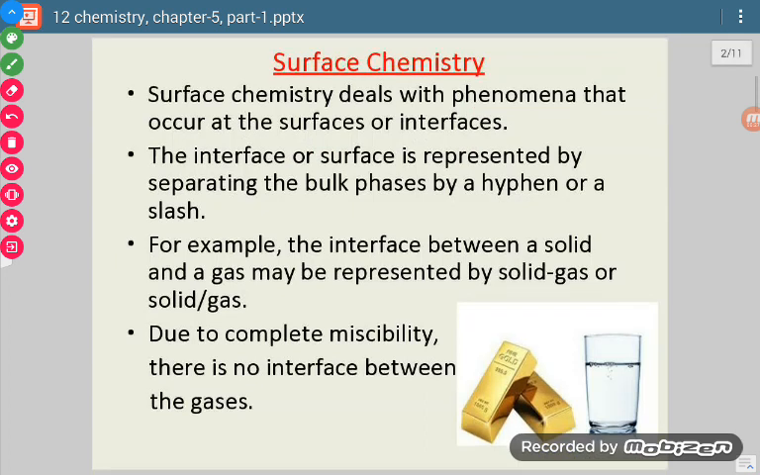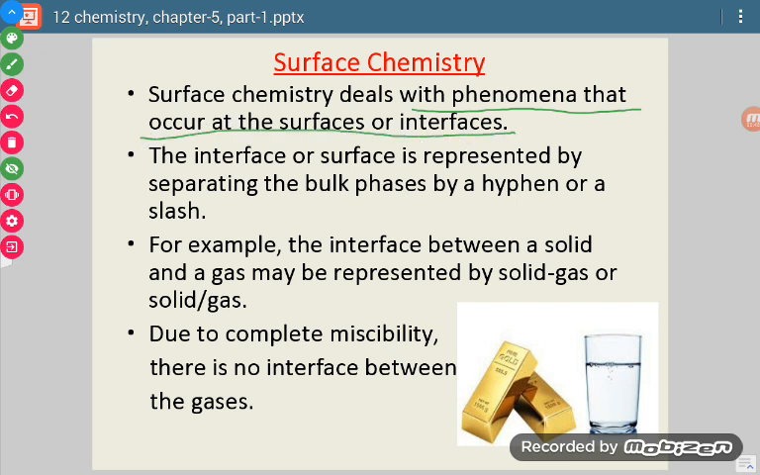Okay. So first of all, this whole thing we are going to study in the branch of chemistry that is called surface chemistry. So what is surface chemistry? Surface chemistry deals with phenomena that occur at the surfaces or interface. Surface, you know what is interface? Interface or surface is represented by separating the bulk phases by a hyphen or a slash.